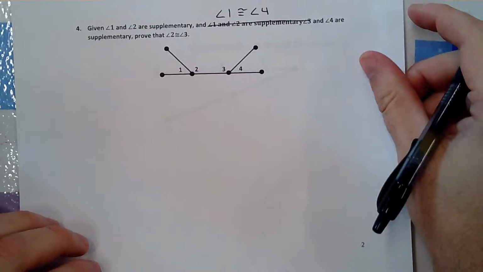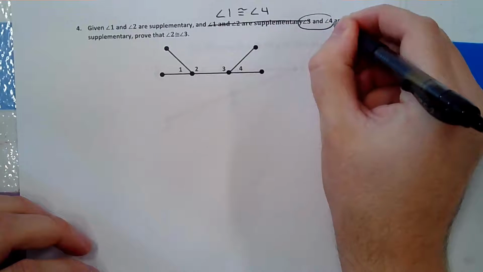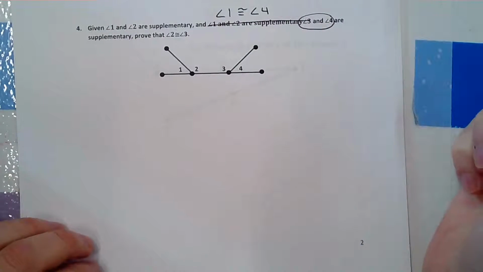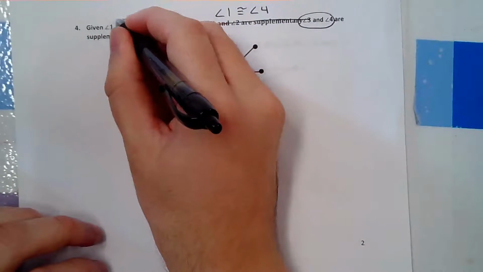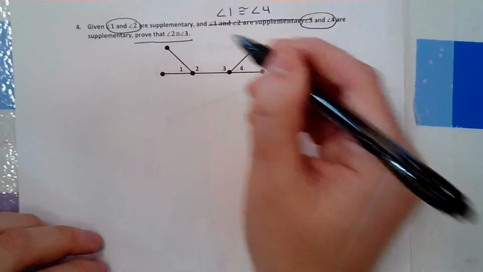Everybody with me? Angle 3 and angle 4 are supplementary. You will need that. So that's all good. These are the 3 things that they give you. And that's what you're trying to prove.